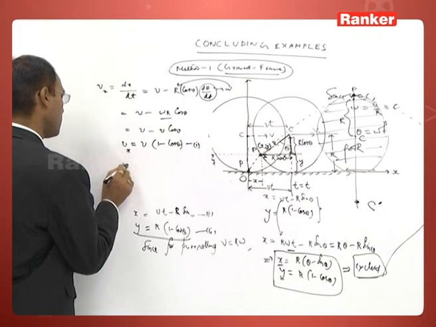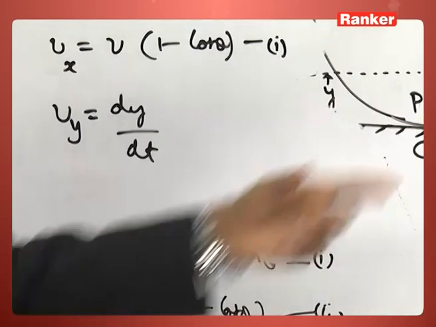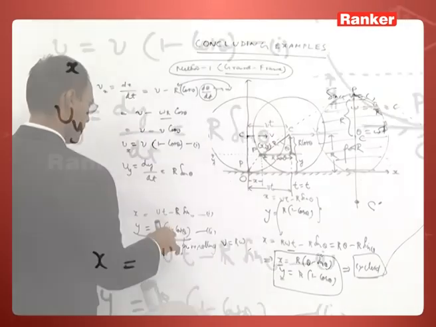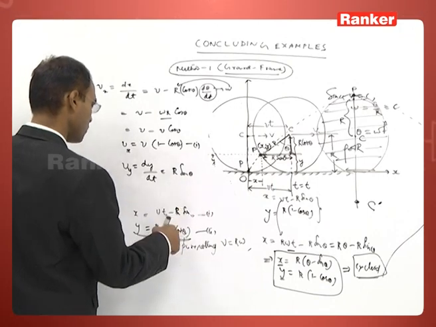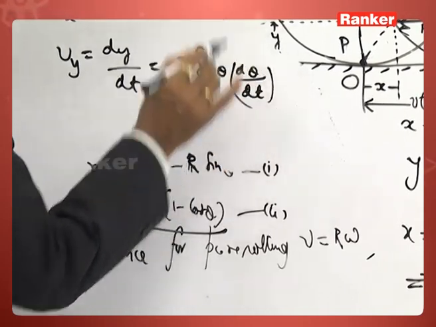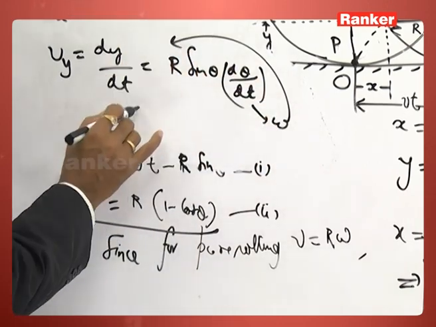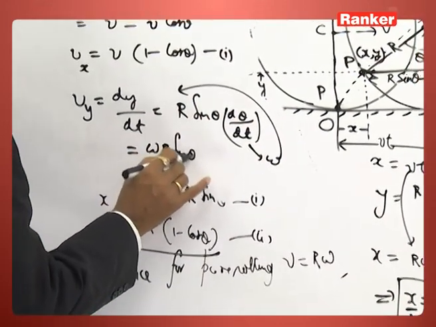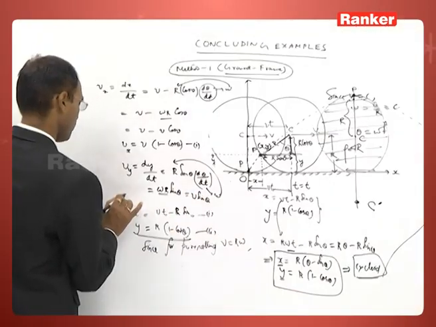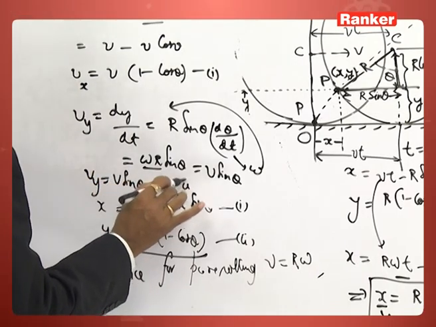Next, differentiate y with respect to time to get the velocity of this point along y direction. That's equal to r sin theta, derivative of cos theta, minus sin theta, minus into minus plus, into d theta by dt, because we are taking the derivative with respect to time. d theta by dt is omega. So this is omega into r sin theta, and omega r can be written as v sin theta. So vy is equal to v sin theta, equation number 2.